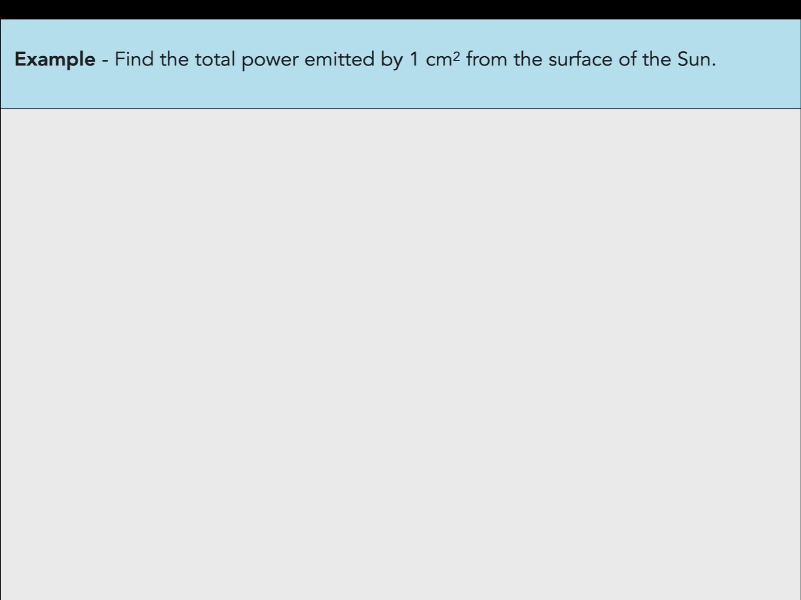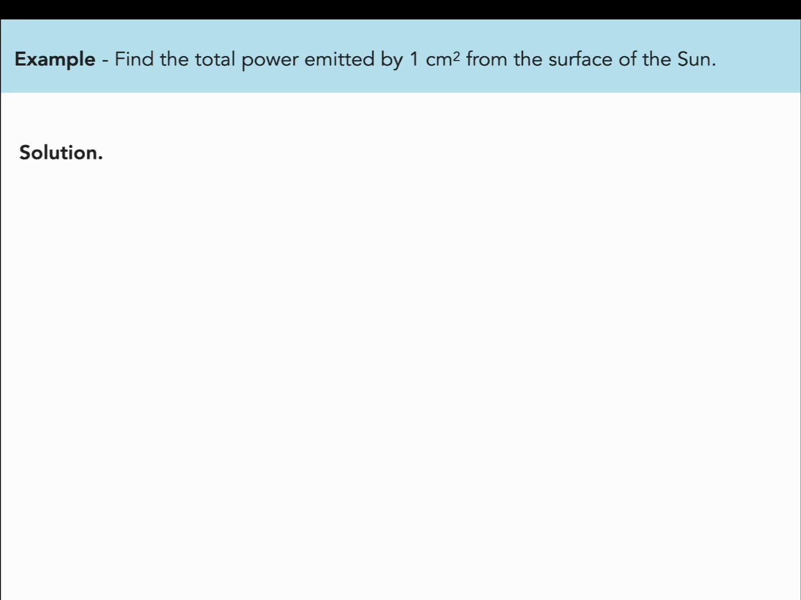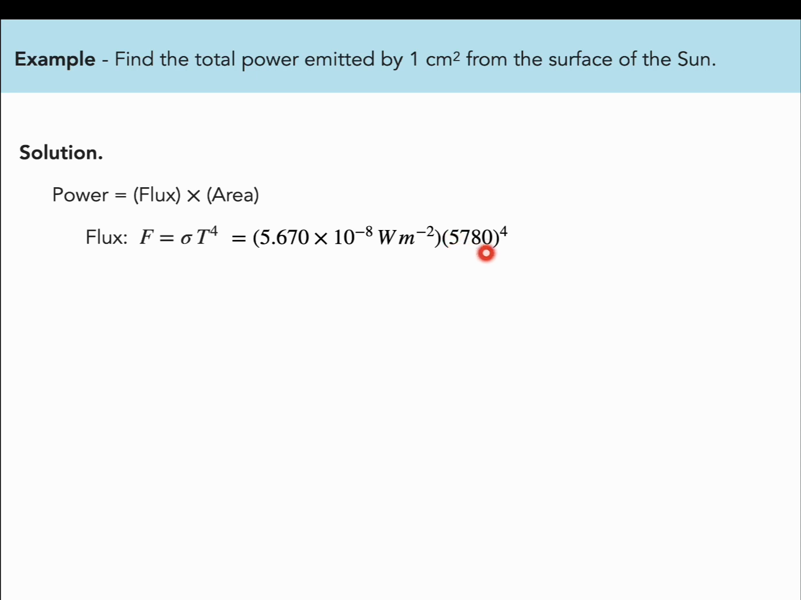All right, here's another example. Let's find the total power emitted by 1 square centimeter from the surface of the sun. We're going to use the Stefan-Boltzmann law for this. So the total power is equal to the flux times the area. The flux is given by the Stefan-Boltzmann law: flux is sigma times T to the 4th. Plug in the Stefan-Boltzmann constant, the temperature of the sun, raise it to the 4th power. You get 6.33 times 10 to the 7th watts per square meter, which is kind of amazing. That's 63 million watts given off by every square meter of the sun.